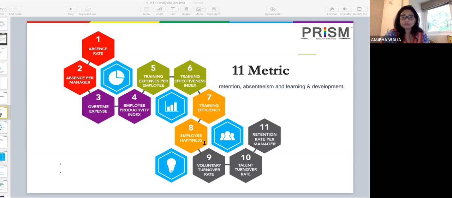Effectiveness is important because measuring the efficiency of training will help you make the most of your money. That is why we calculate efficiency. So how do we calculate training efficiency? Training efficiency is training expense per employee over training effectiveness, and training effectiveness, as we already discussed, comes from the regression model that we do.